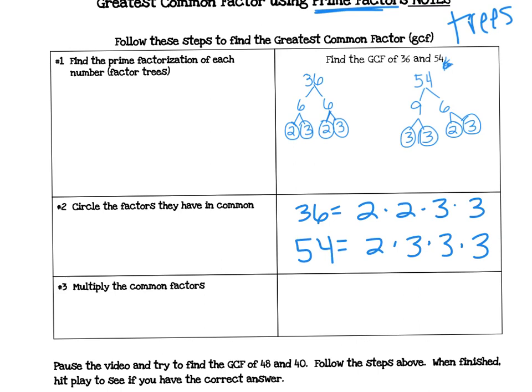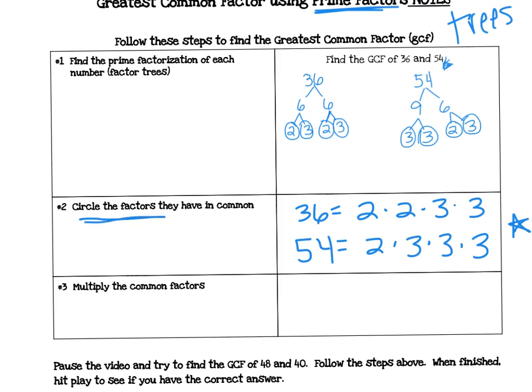So remember how I mentioned in the other video that when you write the prime factorization, it's helpful if you write the numbers from least to greatest. This is a good example of why we want to do that. It's going to help us find the greatest common factor. Okay, so we made our factor trees, and now I stacked my prime factors on top of each other so I can circle the factors that they have in common.